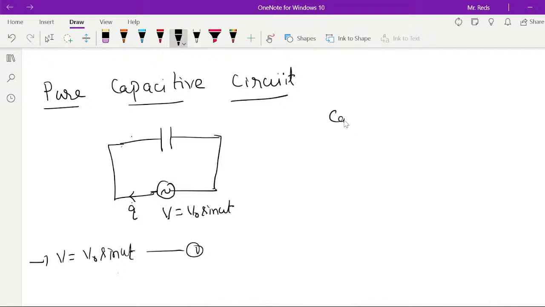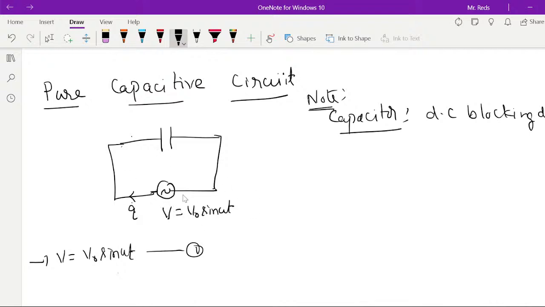Capacitor is called, you can write it as a note, a DC blocking device. It means it will not allow DC. You have discussed capacitors connected to a DC source called a battery in the current electricity chapter, but it allows AC, but it will not allow DC.